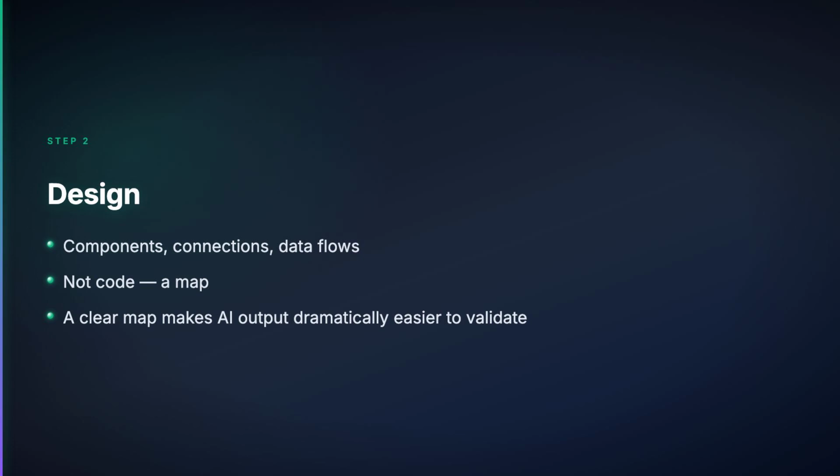Design is where you decide how to solve the problem structurally. What are the components? How do they connect? What are the data flows? This document is not code, it's a map. And a clear map makes every AI-generated piece of code dramatically easier to validate.